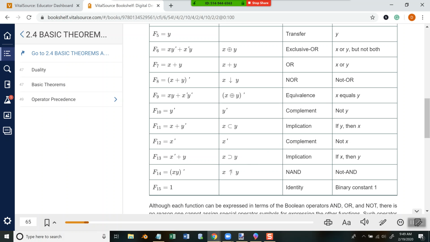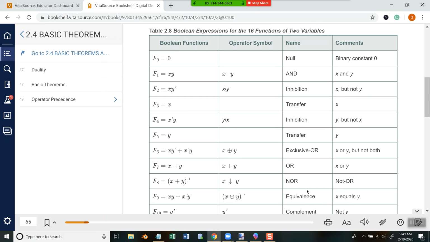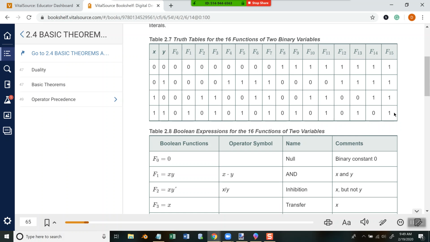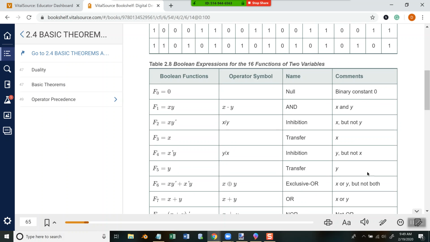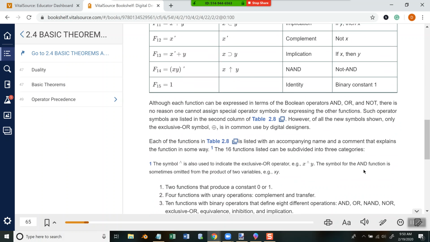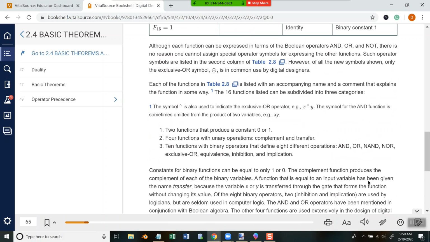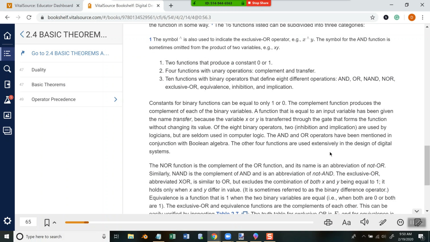Complement, more implication. We'll look at NAND gate. And you can see the notation here. It takes your AND and takes the inverse of it, the complement. So the NAND. NOR is same as that. So NAND and NOR should be fairly simple to come up with. Identity is 1. It's always 1. Look at F15. You see it's all ones. I'll talk a little bit more about what we just did.